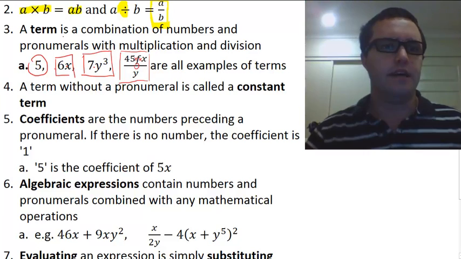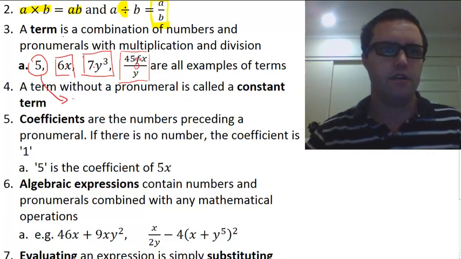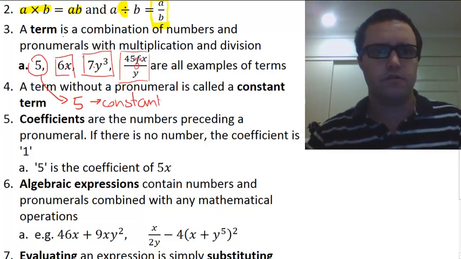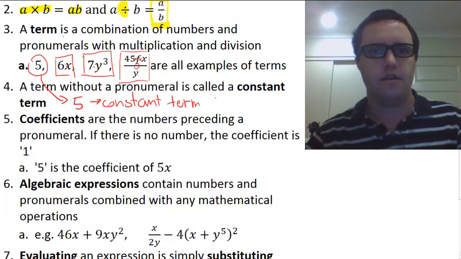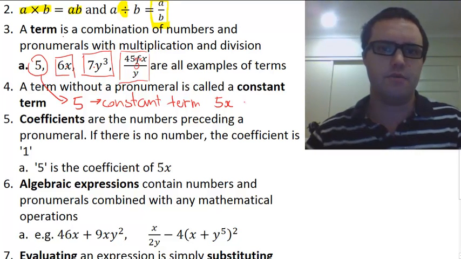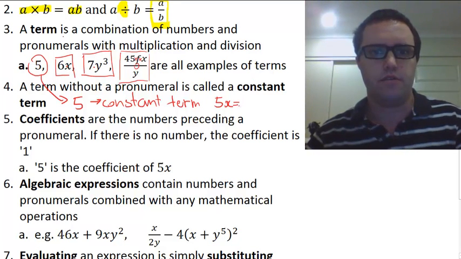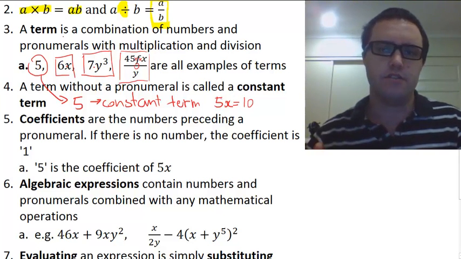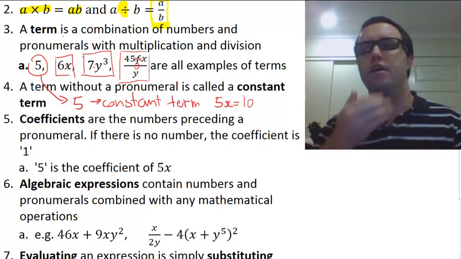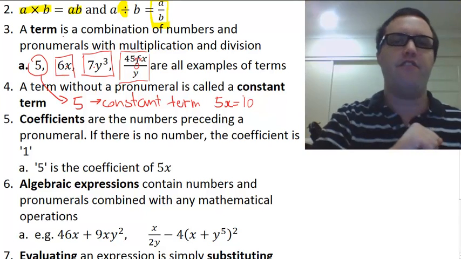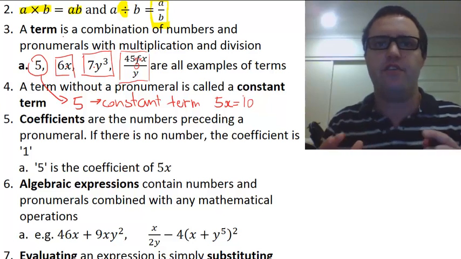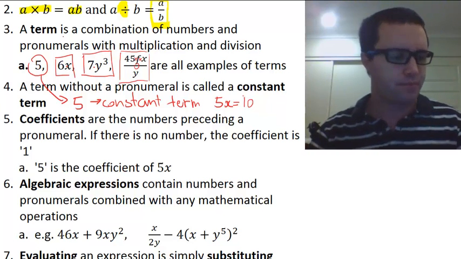Okay, now a term without a pronumeral is called a constant term. So this 5 here, so 5 is a constant term. Why? Because if it was 5x, well, x could be anything. X could be 2. So if x was 2, 5x would be 10. So therefore that wouldn't be a constant term because it changes depending upon what its pronumeral is. However, 5 has no pronumeral. It's never going to change from 5, so it is called a constant term.